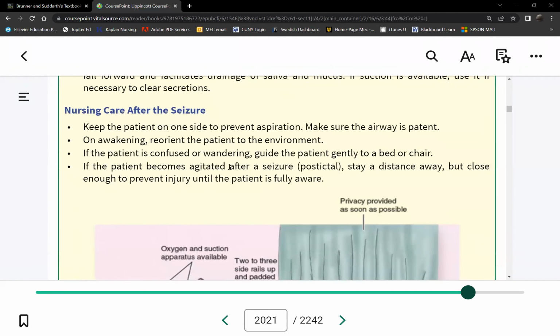Then after the seizure, put them in a recovery position, which is usually side lying. If there's any reason you can't put them side lying, at least elevate the head of the bed. Again, we don't want them aspirating because they're unconscious. We don't know for how long. So unconscious people cannot protect their airway. So maintain safety.